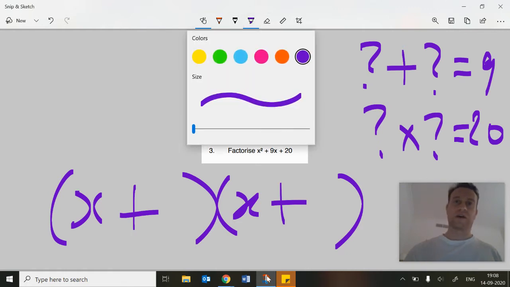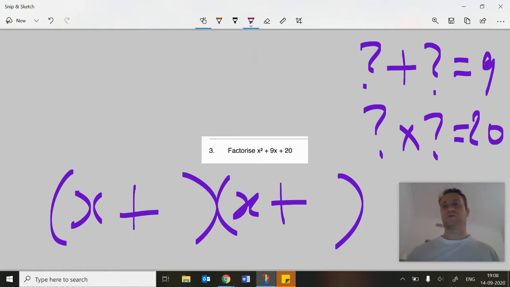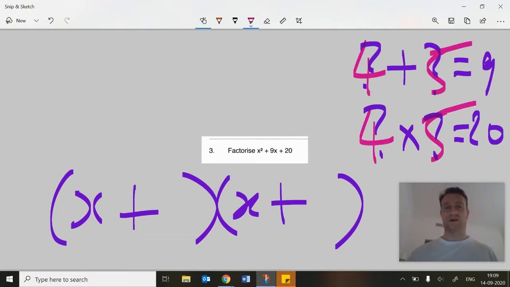So what are we going to get out here? What two numbers work? Well, 3 plus 6 is 9. 3 times 6 is 18, so that doesn't work. And maybe let's think about our factors of 20. Well, 2 times 10 is 20. 2 plus 10 isn't 9. 4 times 5 is 20. And 4 add 5 is 9. Yeah, 4 add 5 works. Okay, so 4 and 5 work. So we've got 4 in there and we've got 5 in there.